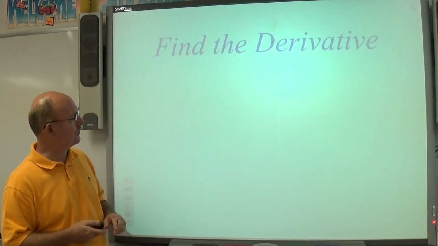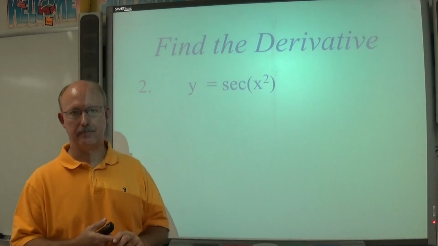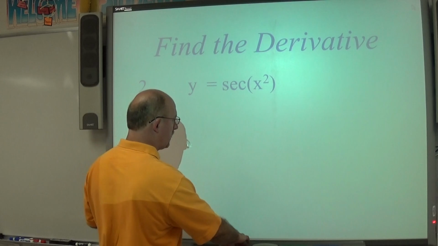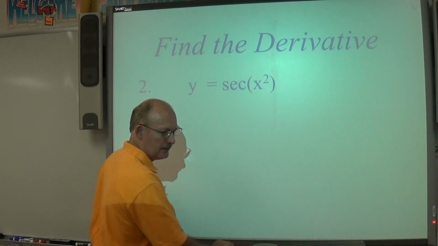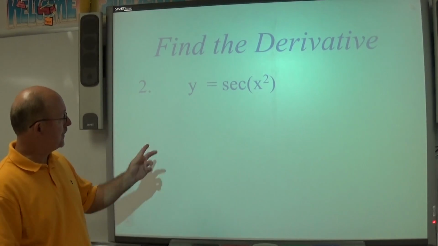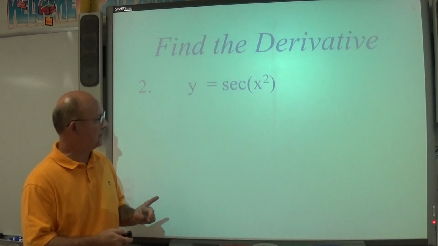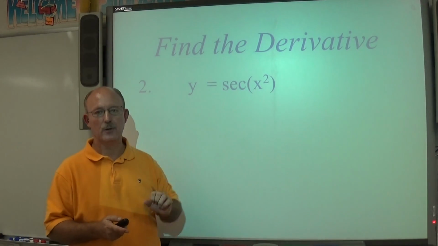Okay, let's try another example here. We'll do this one here. We'll do y equals secant x squared. Now, before we look at our example, remember the derivative of secant is secant tangent. So as you take the derivative, secant will be the outside part of the function. x squared is the inside.